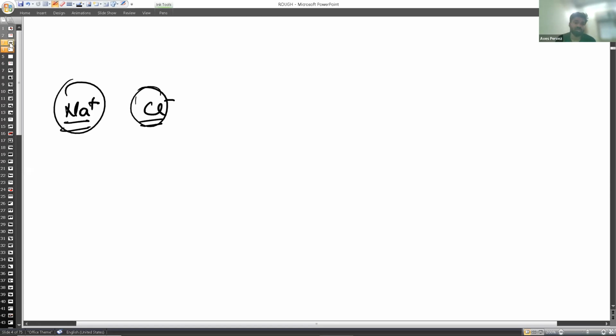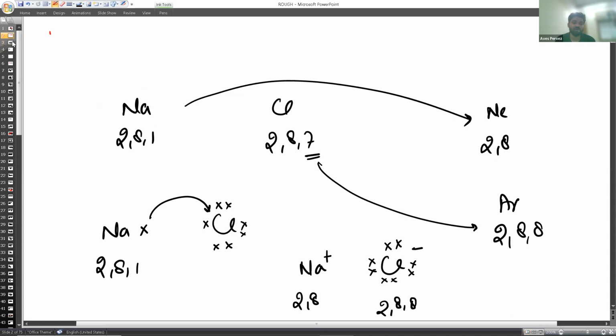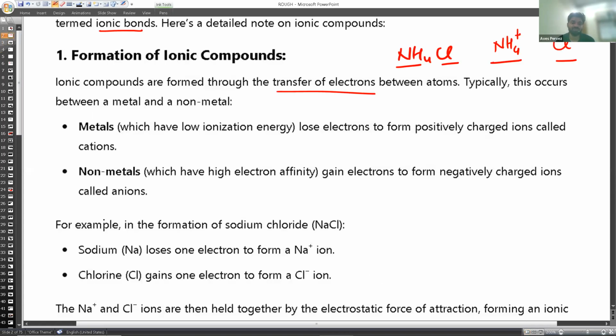So here, first you have to memorize this one fast, and then you have to start writing this one in your copy.